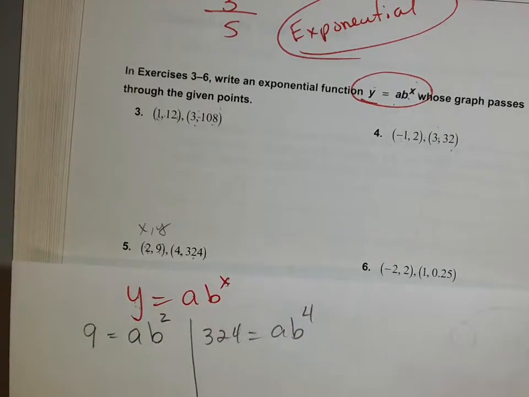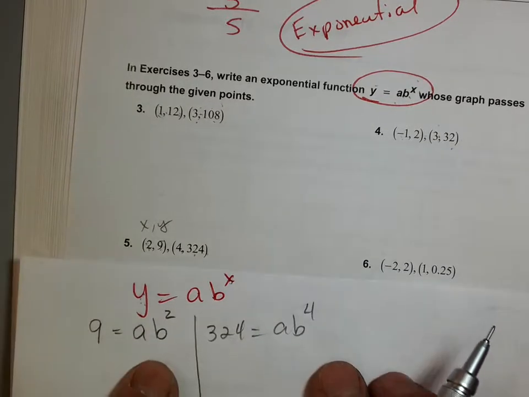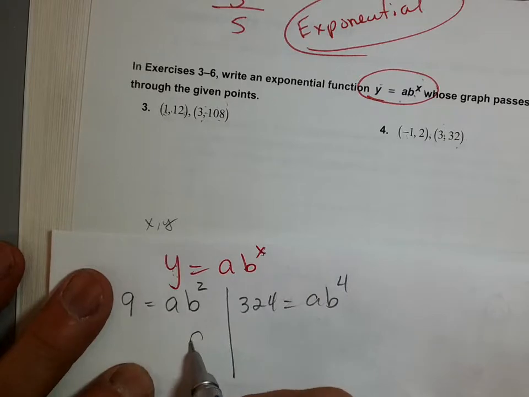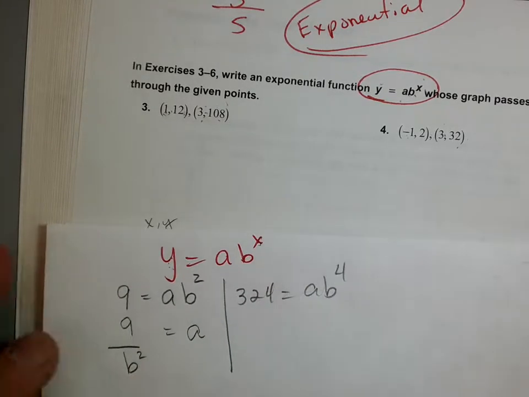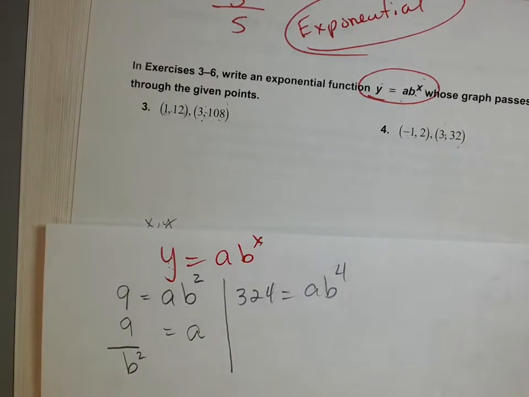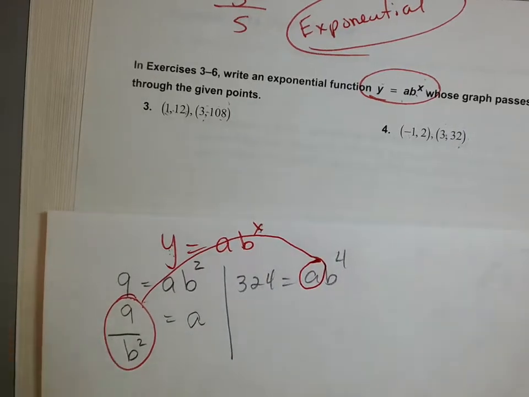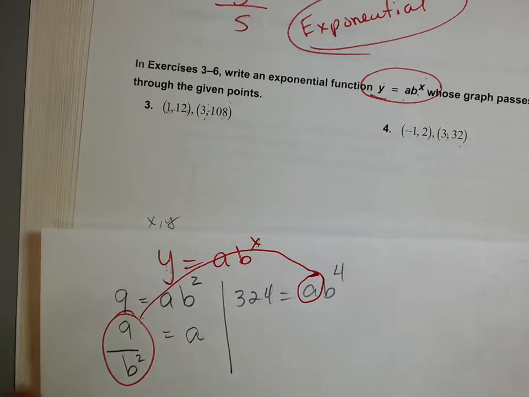So make 2 equations. Plug the x in, plug the y in. Okay, now, third step. Solve for a. Divide by b squared. So a is equal to 9 divided by b squared. Okay? Substitute. So take what a is equal to and plug it over into the second equation, okay? So instead of writing a, we'll write 9 over b squared, okay?